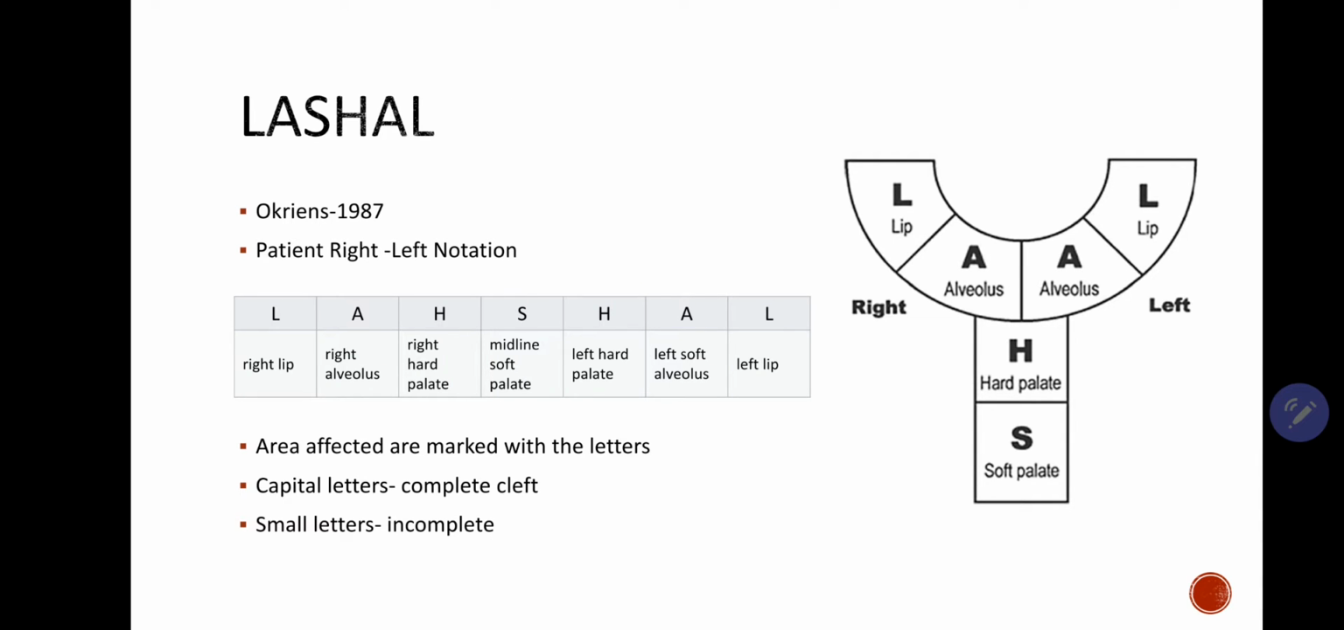Next classification is nothing but the Lahsal classification. The spelling over here has a mistake. It should have an H over here. So this is also a very important classification. You can see each and every letter represents one structure of your intraoral region. The first L represents the lip. The A represents the alveolus. The H represents the hard palate. The S represents the soft palate.